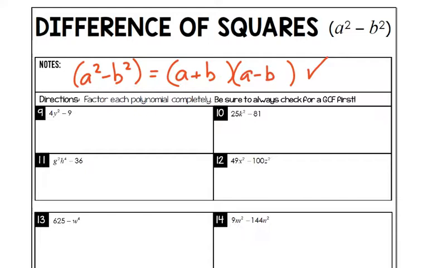And these can be switched. It can be a minus b times a plus b, same thing. But hopefully you've already found the GCF first, if there was one. And then if you see two terms, 1, 2. If you see a difference or subtraction, and if you see that both terms are perfect squares, then you can use the difference of squares formula.